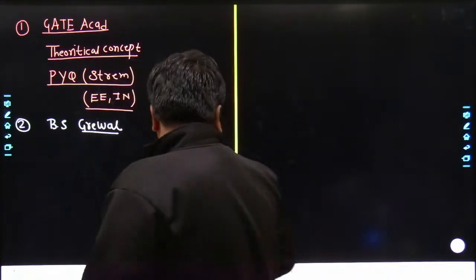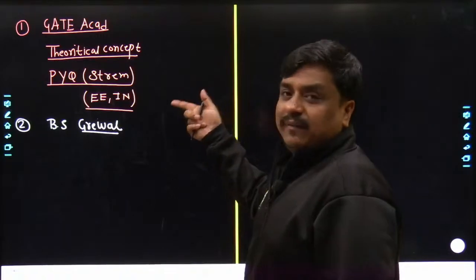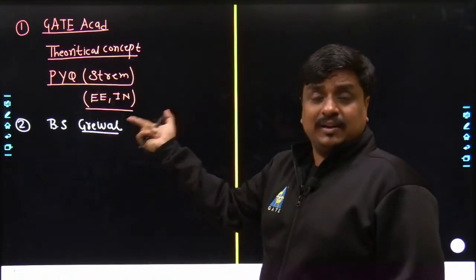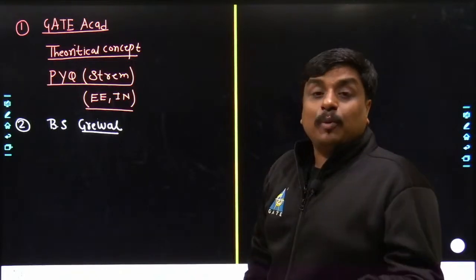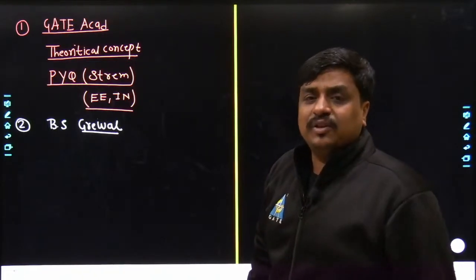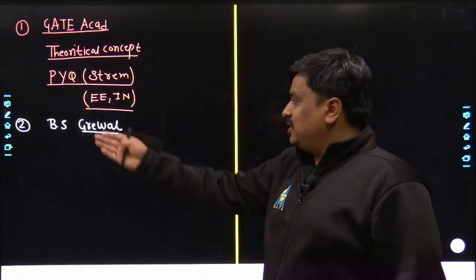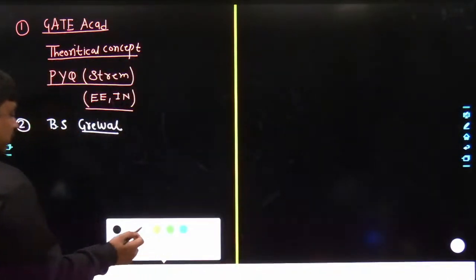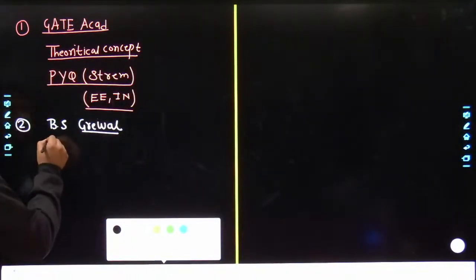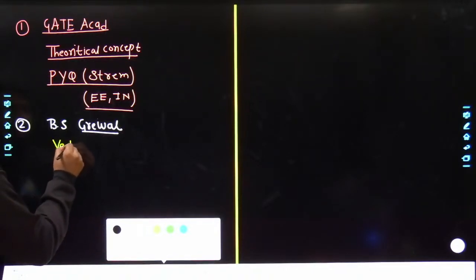B.S. Grewal is clearly written. So the topics like vector calculus, yes, it is there in B.S. Grewal in great detail. You can refer to that. Similarly, the topics like probability density function, probability mass function, random variable, random process, definitely those can be referred from B.S. Grewal. So I would refer to B.S. Grewal for the topics like vector calculus.